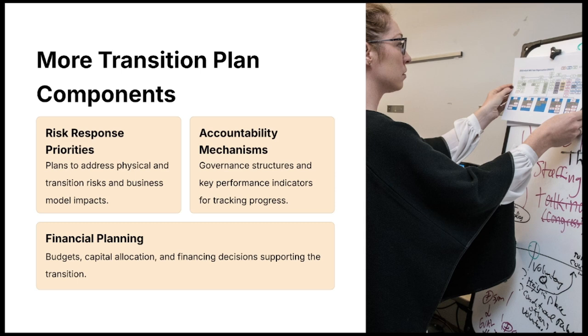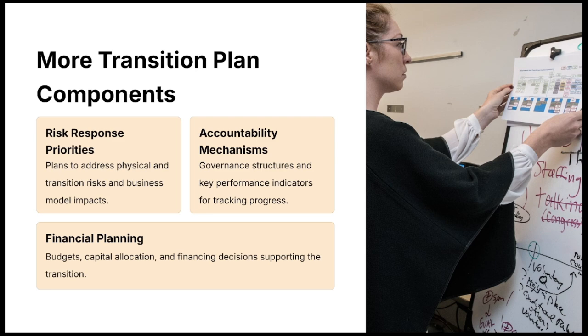Firstly, you need to outline your risk response priorities. This includes how you address both physical risk and transition risk. And it should also consider the potential impact on your business model and also how you plan to adapt. In addition, you need to build a strong accountability mechanism. This means establishing governance structures, assigning roles and responsibilities, and using KPIs to track progress over time. This system helps ensure the plan is implemented, not just written.